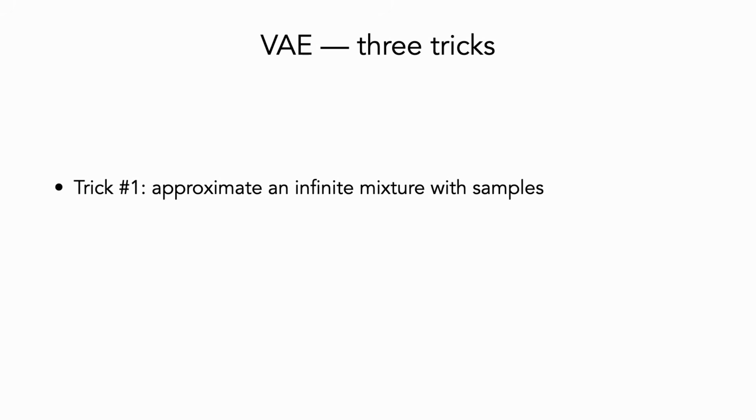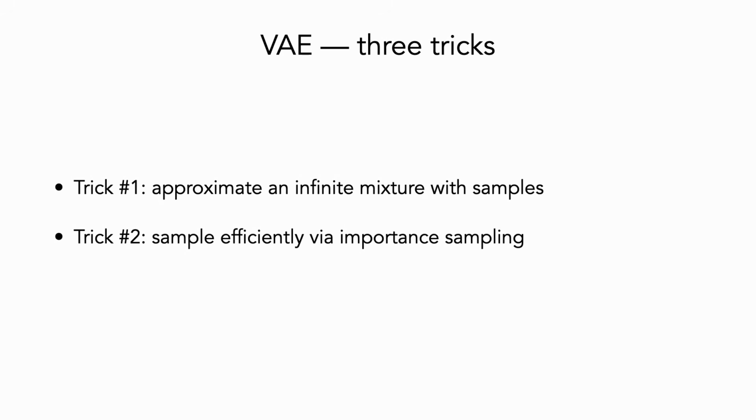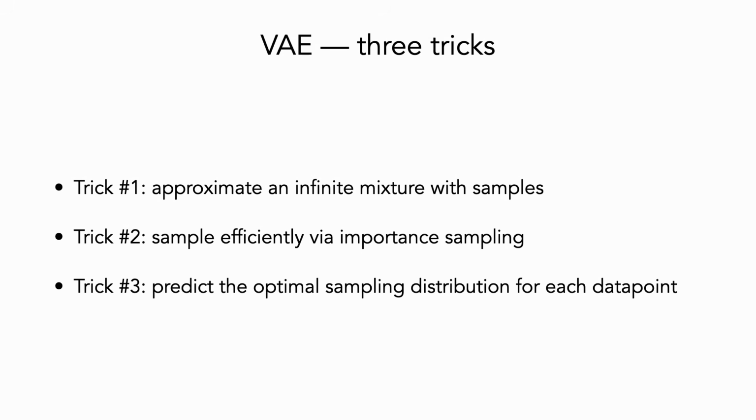OK, so VAE is really just 3 tricks. Approximate an infinite mixture with samples. Sample efficiently by not just sampling at random, but with importance samples. So approximate with importance samples and predict the optimal importance sampling distribution with another neural network, and then jointly optimize the whole thing, and it looks like an autoencoder.